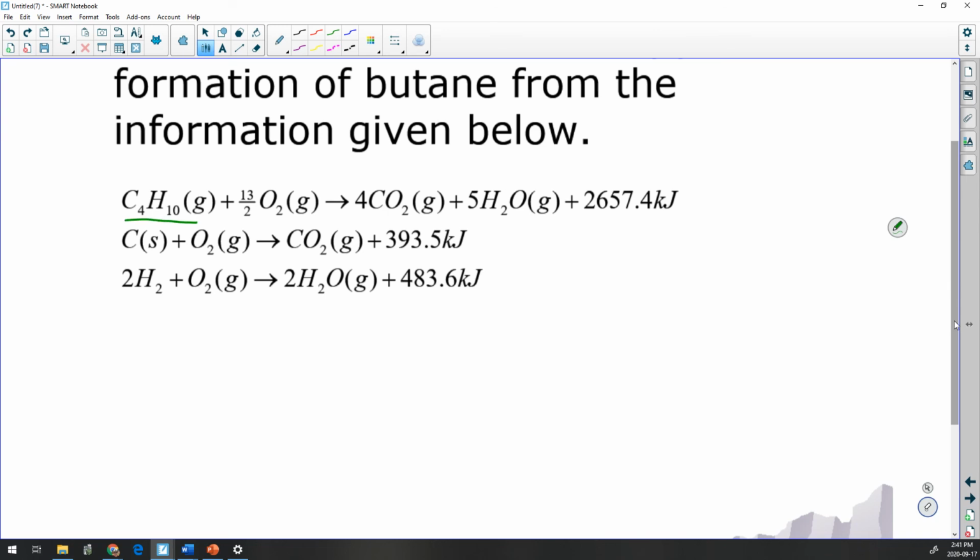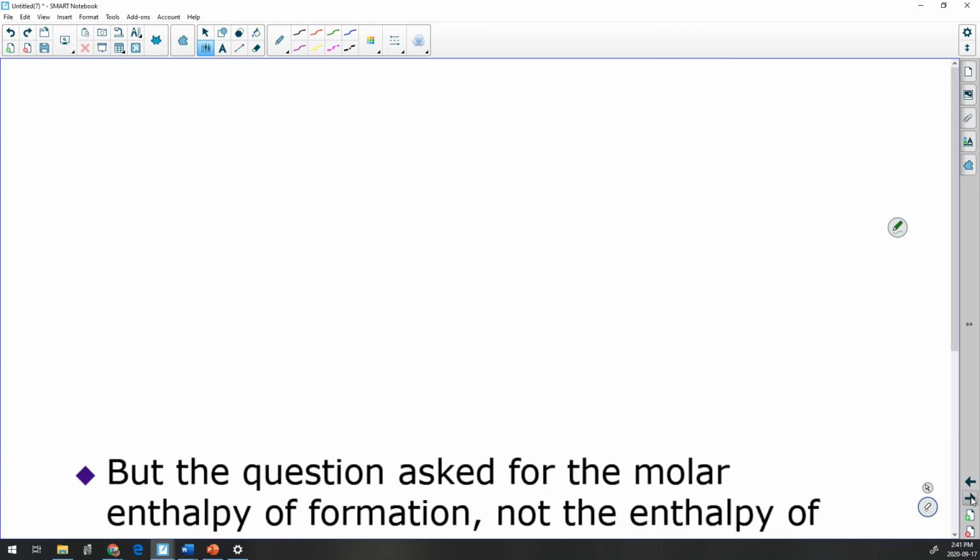So step 1, write down the formation of butane. I need carbon. I need hydrogen. Okay, so it's a formation reaction. So my elements, carbon plus hydrogen, to give you butane.